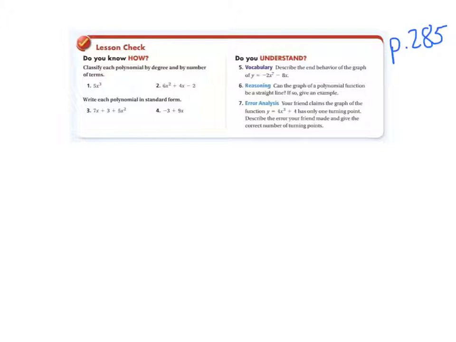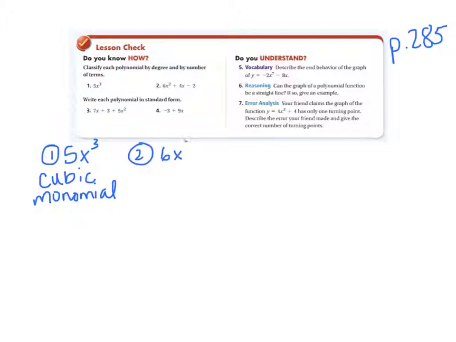So let's look at the first one. We have: classify each polynomial by degree and number of terms. So for number 1, we got 5x cubed. We've got one term, so that's a monomial, and the degree is 3. Degree of 3 would be cubic, so this is a cubic monomial. All right, number 2, we got 6x squared plus 4x minus 2.